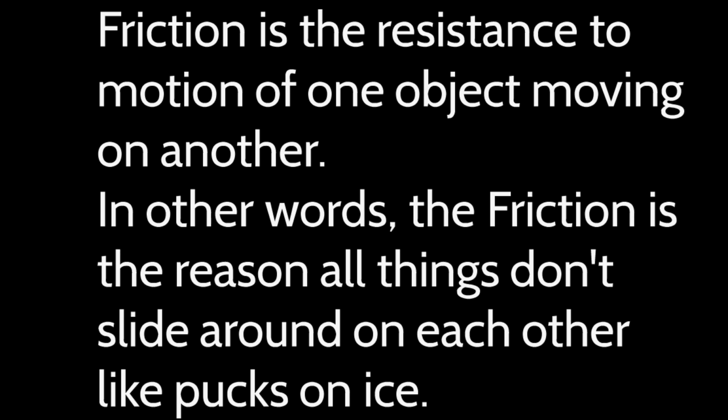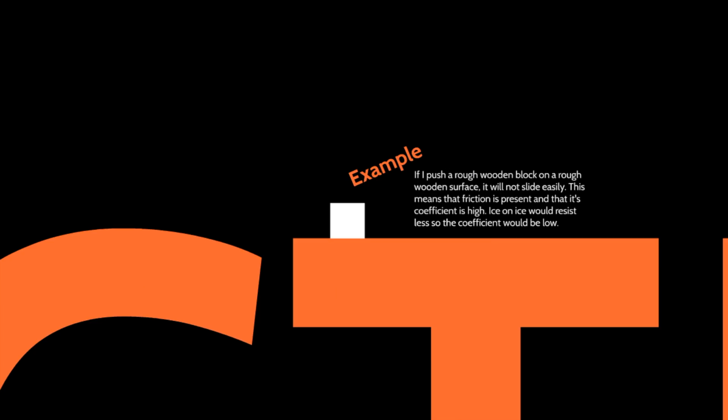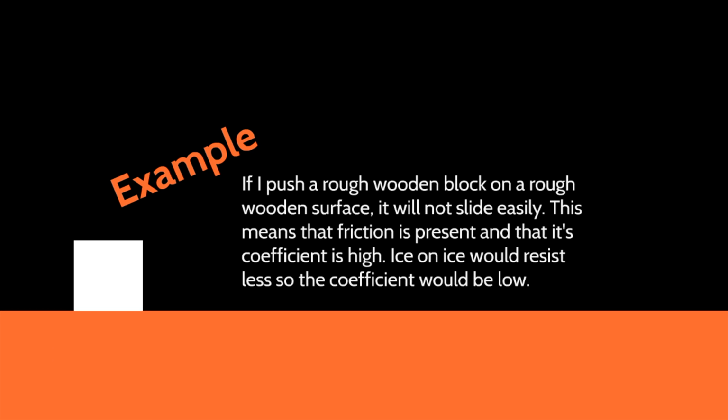Friction. Friction is the resistance to motion of one object moving on another. In other words, friction is the reason all things don't slide around on each other, like pucks on ice. For example, if I push a rough wooden block on a rough wooden surface, it will not slide easily. This means that friction is present and that its coefficient is high. Ice on ice would resist less, so the coefficient would be low.